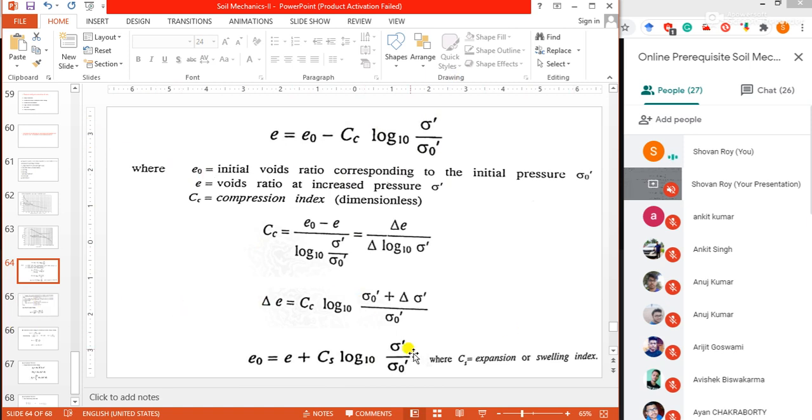Next, again we can express e0 equals e plus Cs log 10 base sigma dash by sigma 0 dash. Here another term is coming, that is Cs. Cs is the same kind of term as Cc. Cc is the compression index and Cs is the expansion or swelling index.